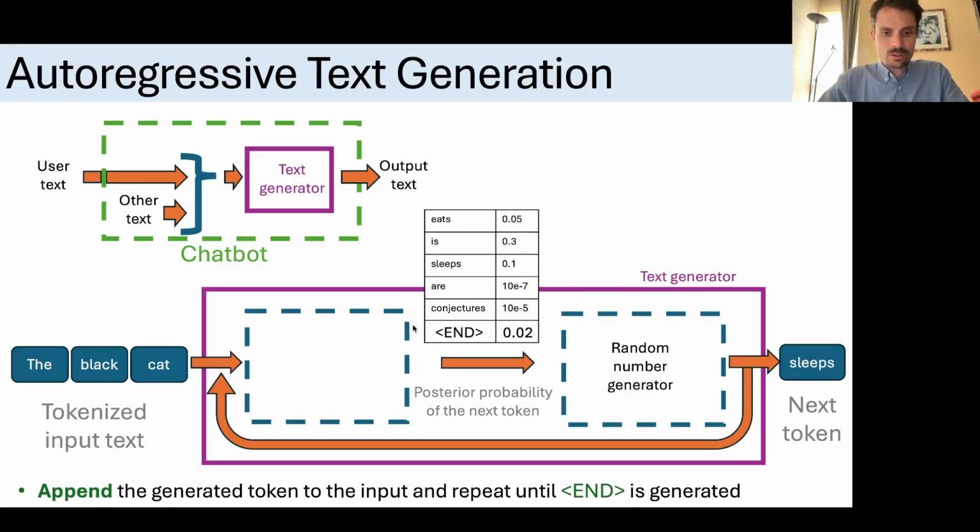So the core of a text generator is essentially this block here, which produces the posterior probabilities, and this is precisely the LLM, right? And nowadays LLMs are implemented using transformers, which are deep neural networks that use an attention mechanism.